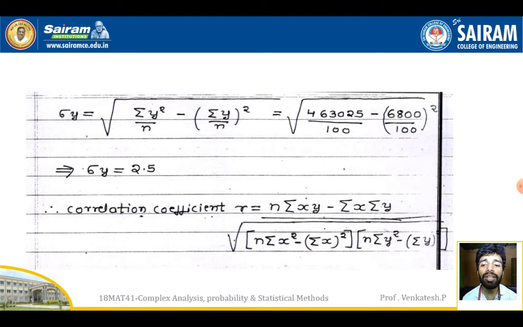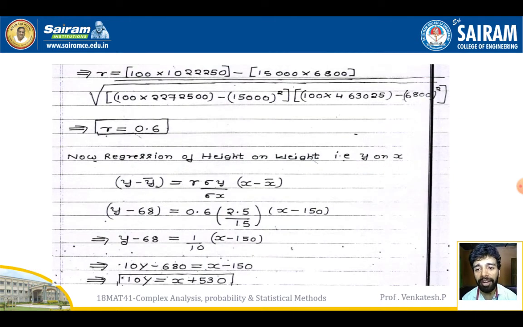On simplifying this, we'll get the standard deviation with respect to y is 2.5. So now we can find the correlation coefficient very easily. The formula for correlation coefficient is r is equal to n summation xy minus summation x into summation y, divided by square root of n summation x square minus summation x whole square into n summation y square minus summation y whole square. Since we have all these summation values and n values, I can replace the values in the equation. On simplifying, I will get the value of the correlation coefficient is 0.6.